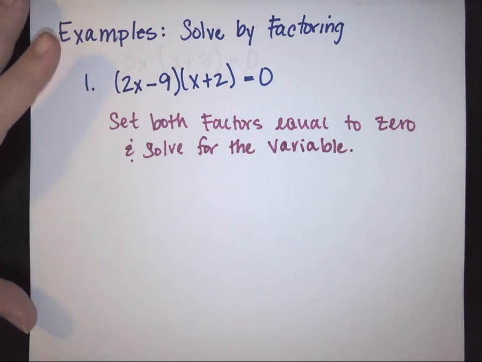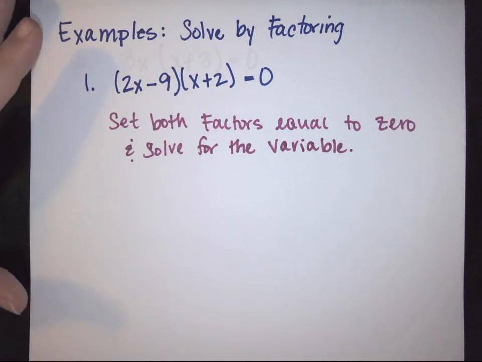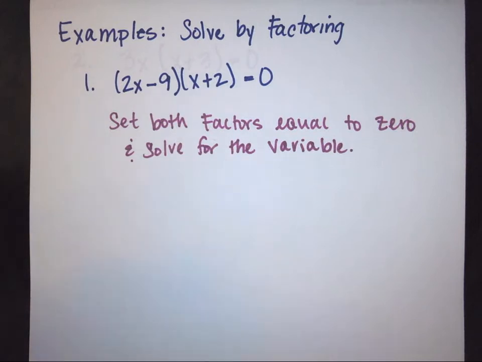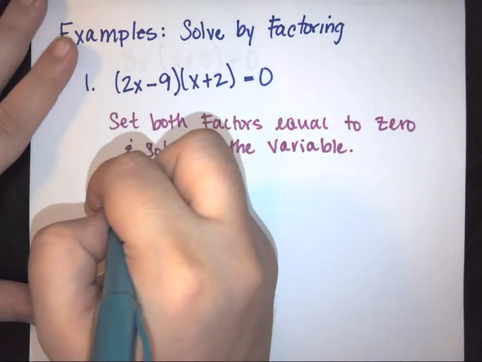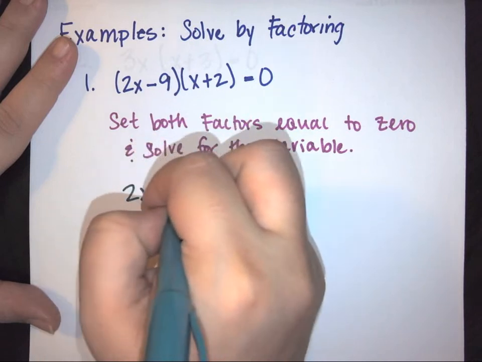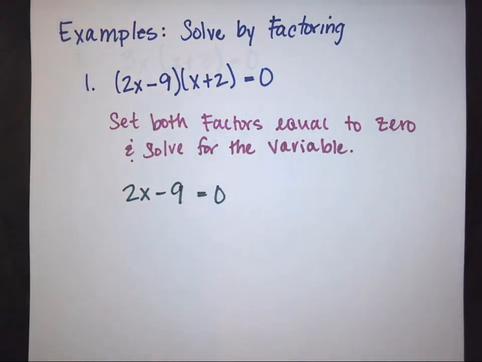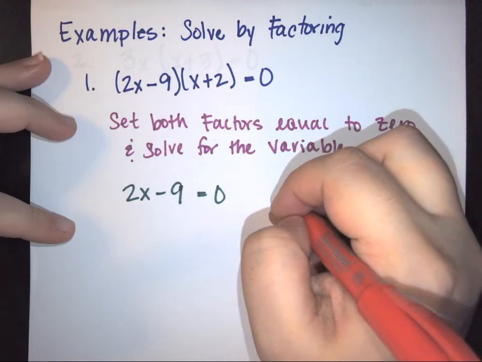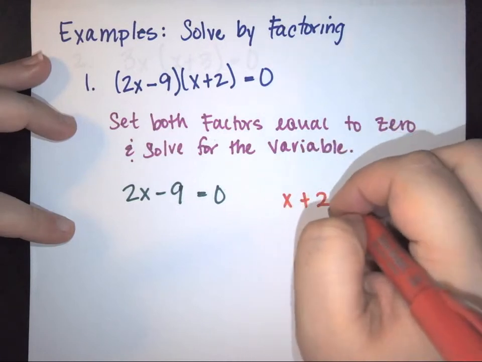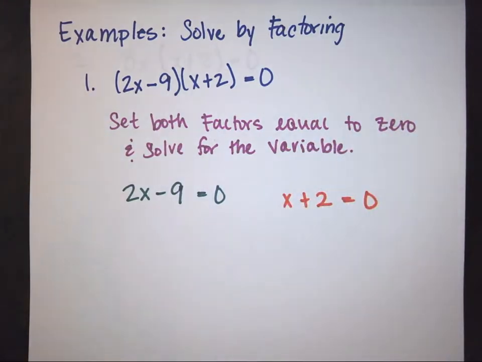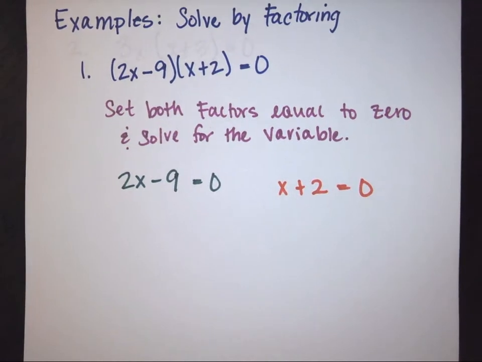So with that being said, I have to take both of my factors here. So I have 2x minus 9, and I'm going to set that equal to 0. And then I have to take my other factor. So on the other side, I have x plus 2, and I'm going to set that equal to 0. So I'm going to solve these as two separate equations, which will give me two solutions.